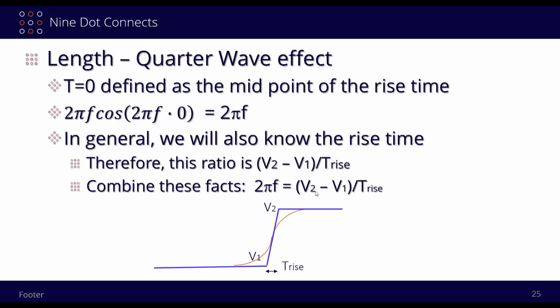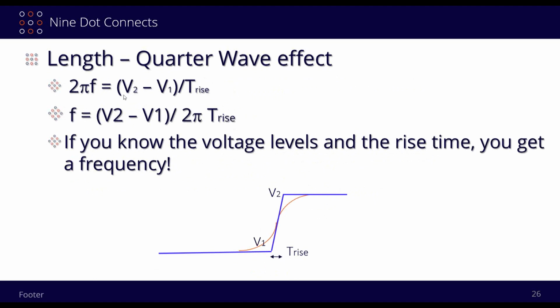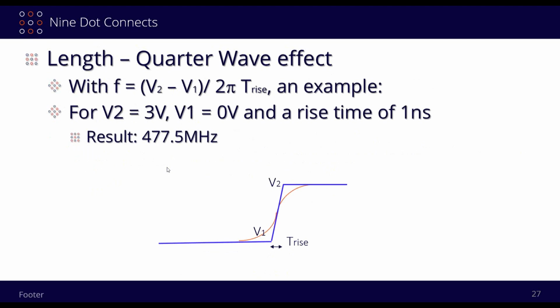If we look in the data sheets, it will tell us we're going from some voltage low to some voltage high. We also know the rise time. That's going to be in the data sheets as well. From there, we just do good old-fashioned algebra. We get our frequency. So if you know the voltage levels and the rise time, you're going to get the frequency. You know it.